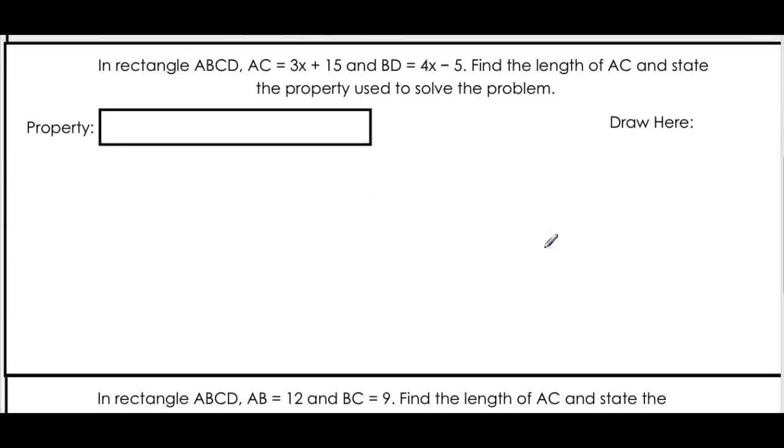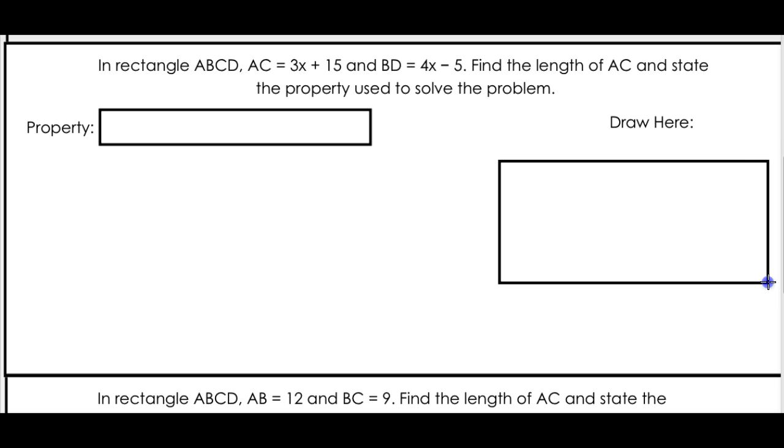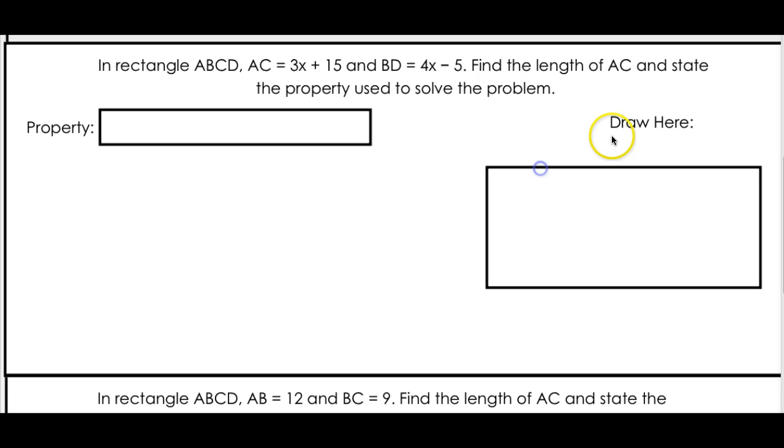All right, next problem. In rectangle ABCD, AC equals 3x plus 15 and BD equals 4x minus 5. Find the length of AC and state the property used to solve the problem. All right, I think we can handle that one. So let's go for it. First thing, since we don't have a picture, a good first step is to draw it. So let's draw ourselves a rectangle. You guys can use a protractor. I'm going to use this easy electronic version of a rectangle that I have.